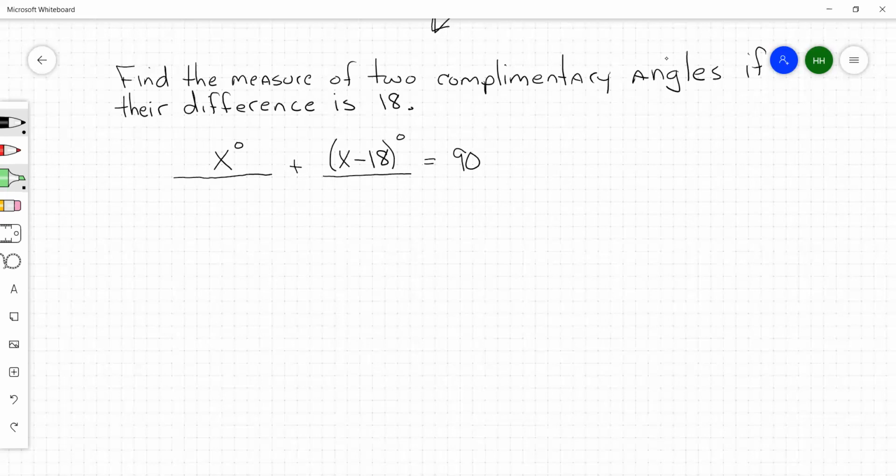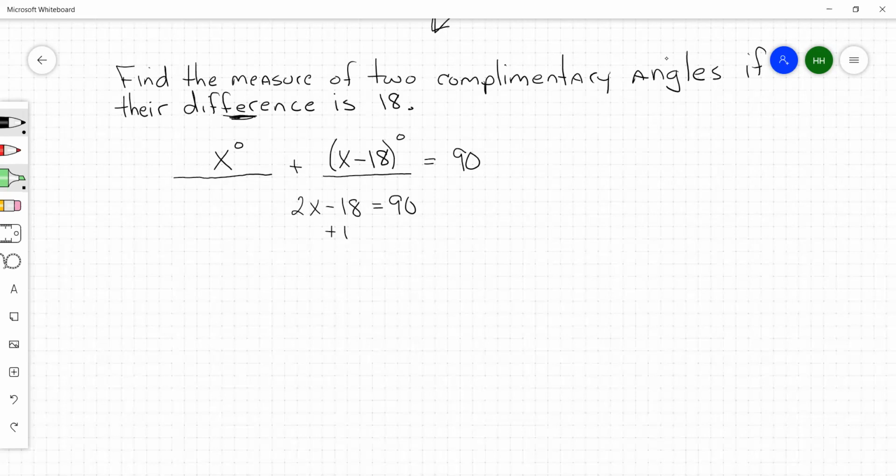If it said their sum was 18, what changes? The first angle or the second angle measure? We did x plus x minus 18 because it said difference. If it said their sum is 18, what changes in this formula? Correct. Instead of x minus 18, it becomes x plus 18 because sum means to add. So if you combine your like terms, you get 2x minus 18 equals 90.